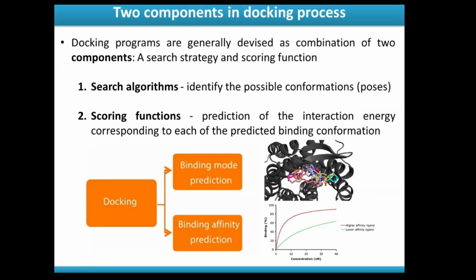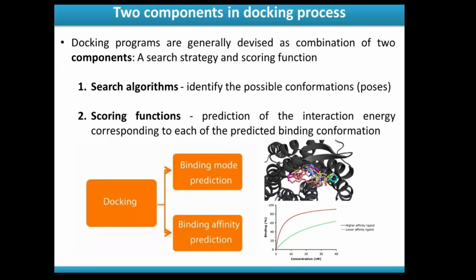So what are the components of molecular docking? There are two important components. One is the search algorithm, which identifies the possible conformations or poses. If you have a single ligand, you can generate multiple poses for that particular ligand. How that ligand will be modified to generate new structures depends on the search algorithm. This search algorithm will generate so-called conformers. Every structure which is generated by the search algorithm is called a conformer.